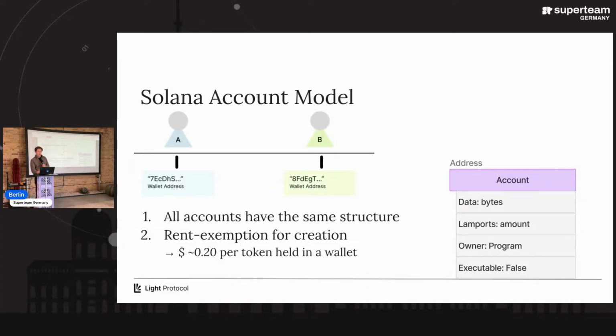But there is this one thing, which we also touched on many times already today, which is called rent exemption. You pay for the creation, and the amount is tied to the length of the data.